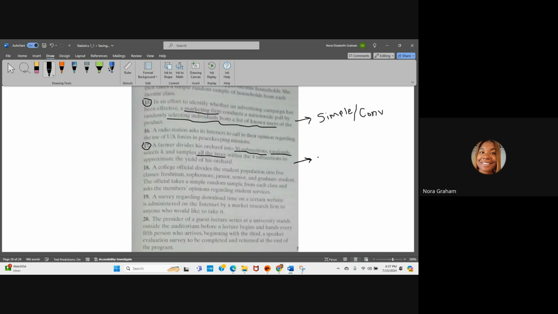So I did this example. It's going to be a cluster. And again, if you thought it was going to be stratified, because you can put it in groups, it's not, because you have a lot of questions, okay? It's randomly selected. Okay, that's a cluster.